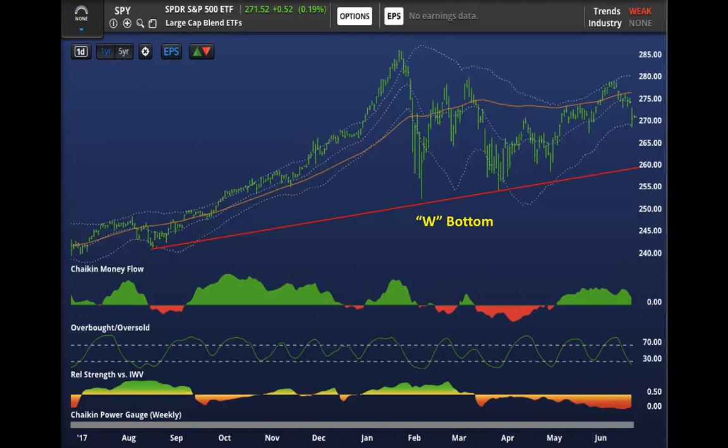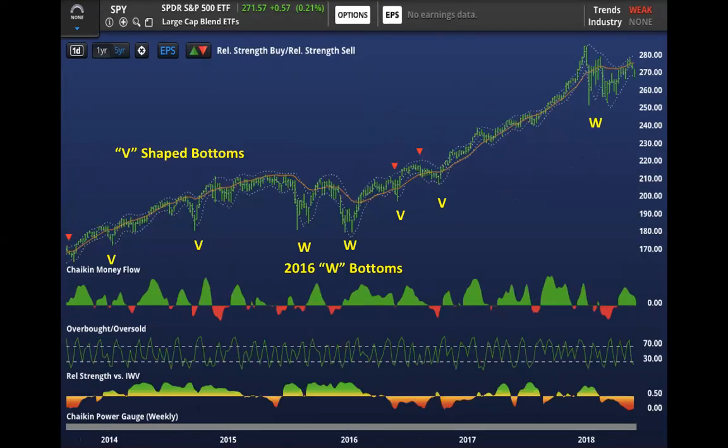The other thing we can see is that the large caps have been underperforming the small caps. How do we know that? Chaikin relative strength is red, not green. We're going to get into that in a much deeper way. So the bottom line is everything that we've experienced here in 2018 is almost scripted.